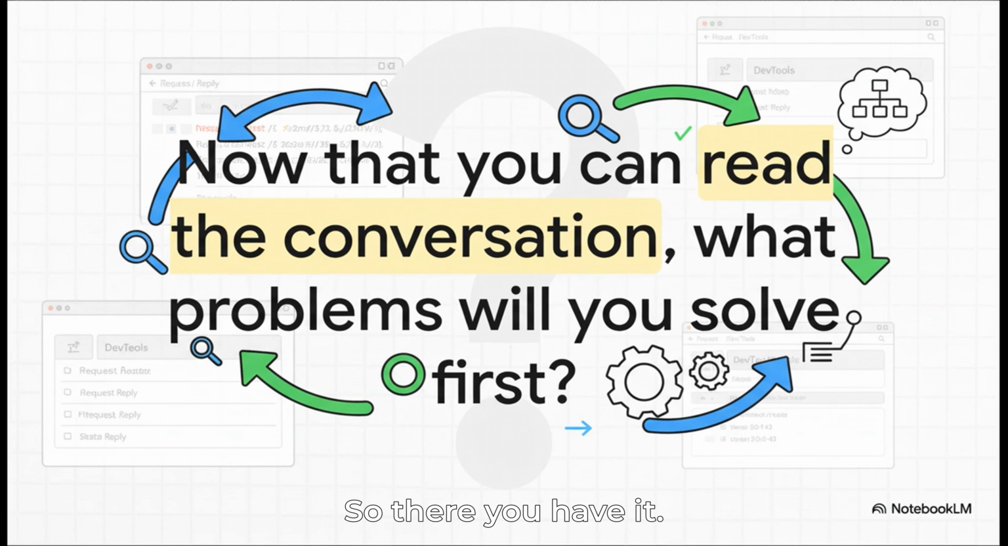So there you have it. You're not guessing anymore. You're not flying blind. You can actually read the conversation between the browser and the server. So my question for you is this. Now that you can read the receipt, what's the first problem you're going to go solve?